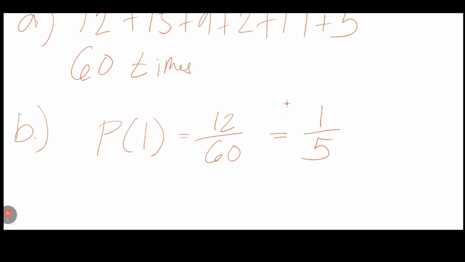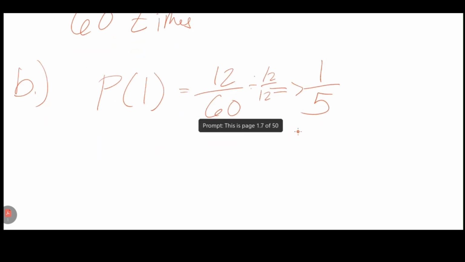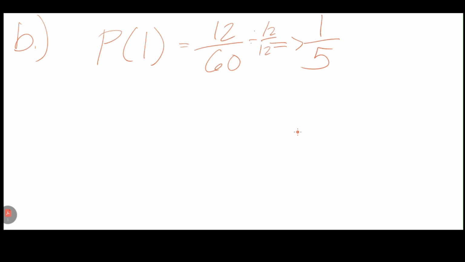Okay, so why 1 out of 5? Because we divide both sides by 12, 12 over 12. So that is equal to 1 out of 5. Or to get the percentage for that one, that's going to give us about 20%. Okay, so the answers are 20% or 1 over 5.